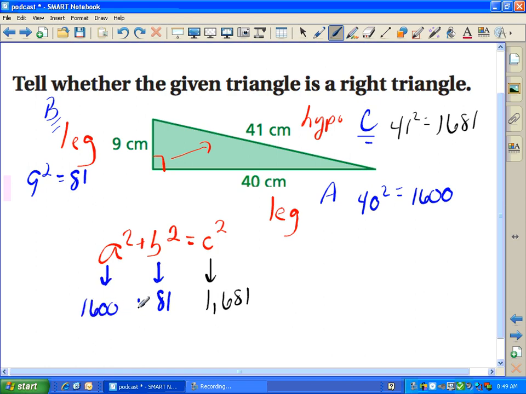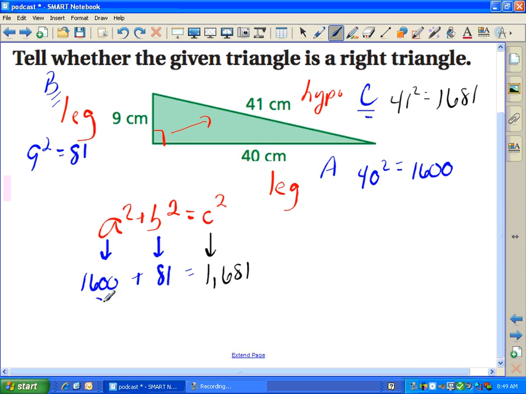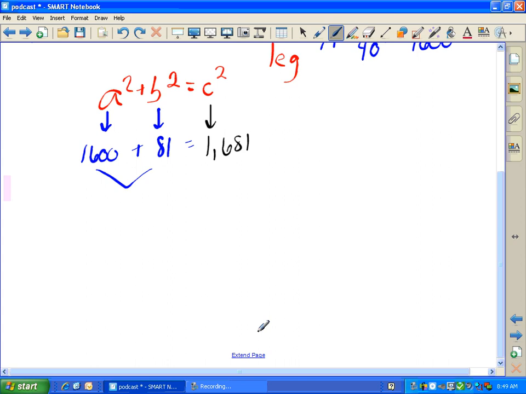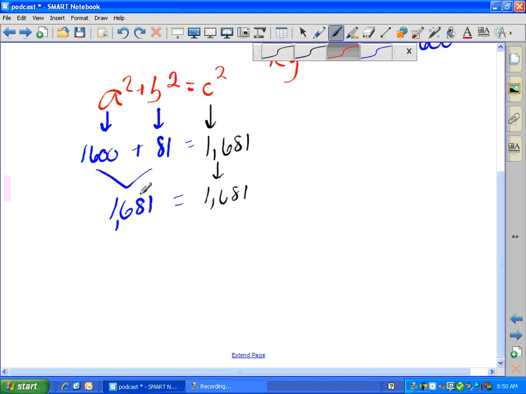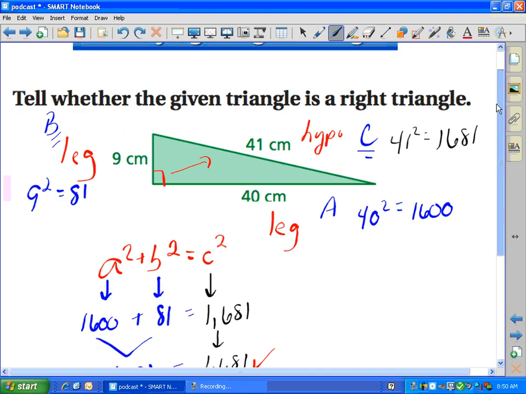Okay. Now, I want to know if this is a true right triangle. So, I'm going to add 1,600 and 81. When I do that, that gives me 1,681. Well, bam. How about that? On the other side, I have 1,681. So, since these two are equal, or they're the same number, 1,681 and 1,681 are the same number, yes, this is a right triangle.